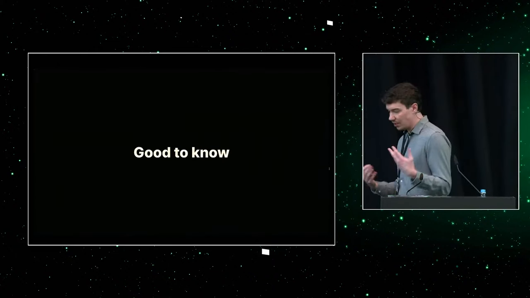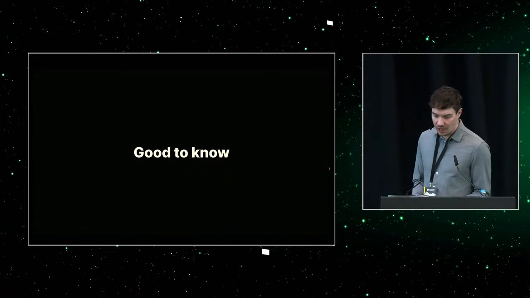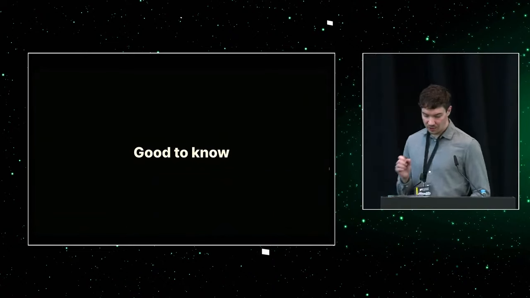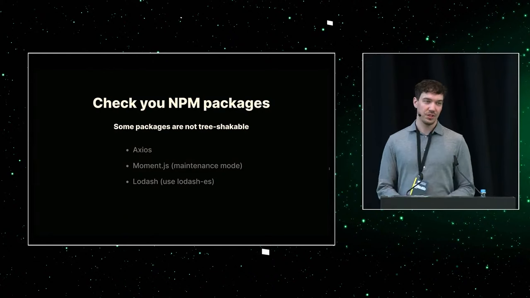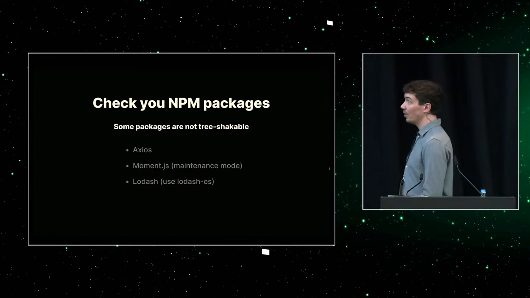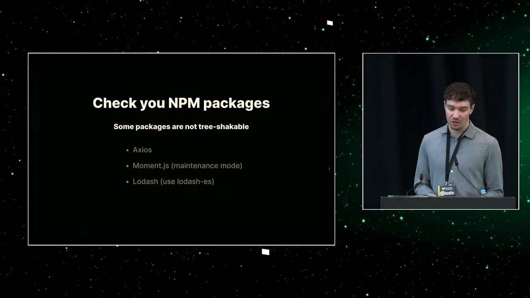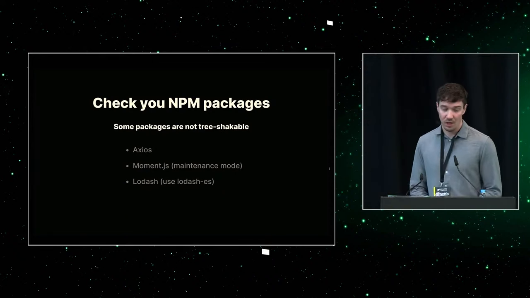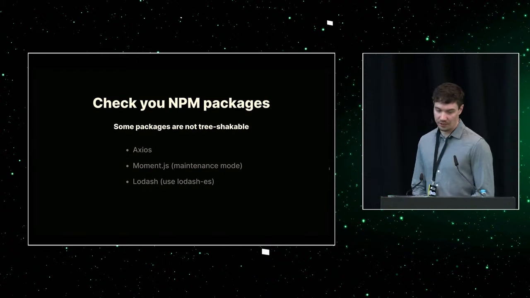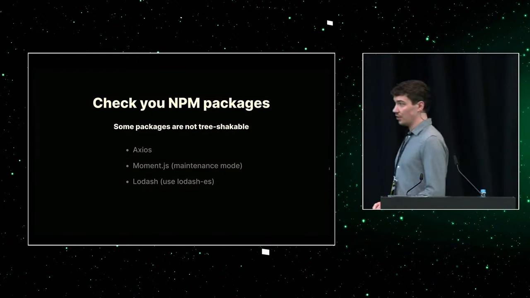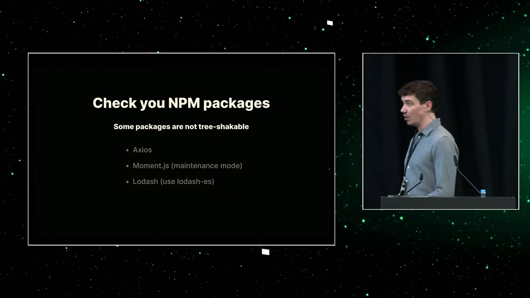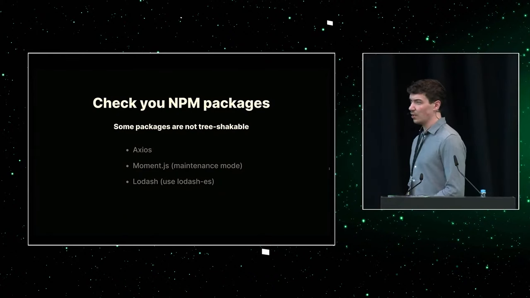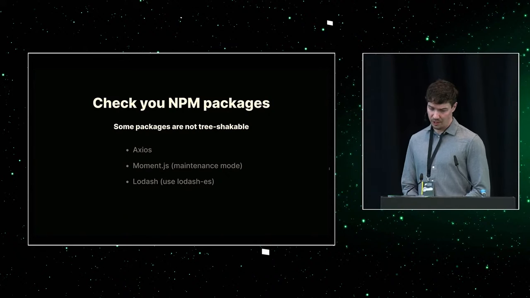The next part, I didn't know how to title this section, but there are some things good to know, and that's that you need to check your npm packages. Some packages are still not tree shakable these days, and one of the popular ones is React.js. It's maybe a small library, and it's a great library as well, but they are still using CommonJS. Moment.js is also one that's still a bit outdated. It's also in maintenance mode, and I think there are currently a lot of better alternatives.